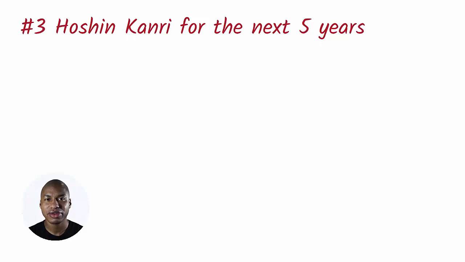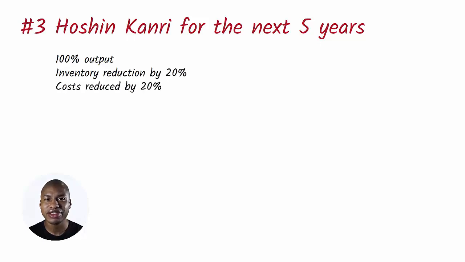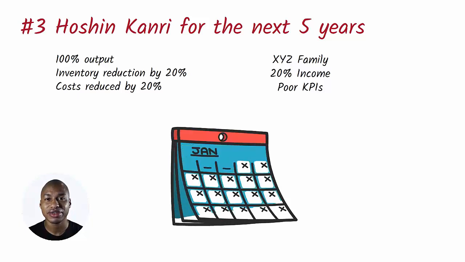3. With the help of the sensei, the director performs Hoshin Kanri for the next 5 years. 100% output. Inventory reduction by 20%. Costs reduced by 20%. For the current year, the XYZ product family is selected, which produces 20% of the company's turnover with customers dissatisfied with delivery delays.